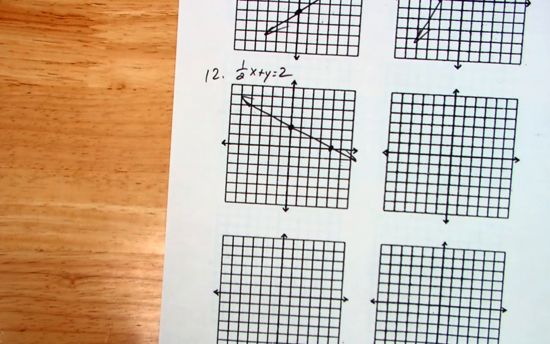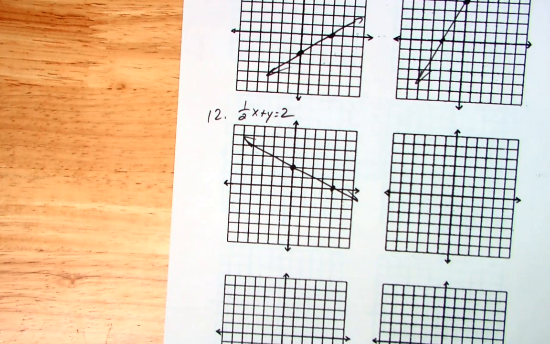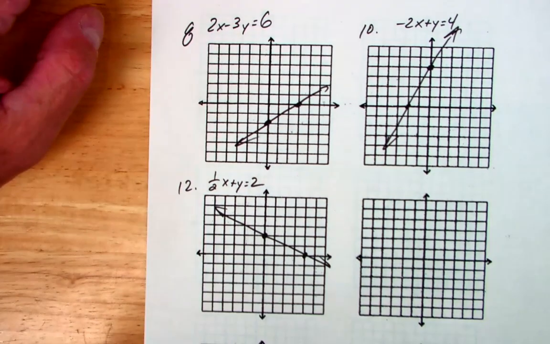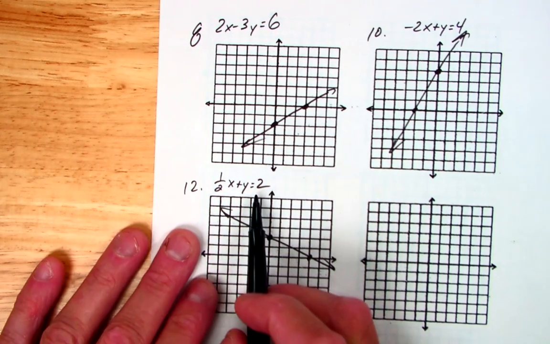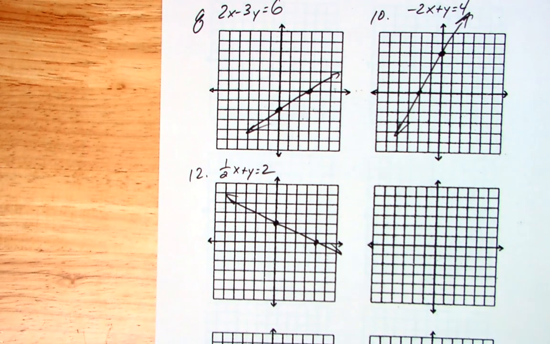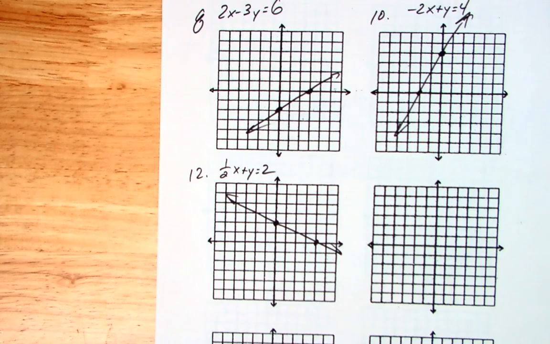One half x plus y equals 2. Okay? There's a couple different ways we could skin this cat. We could do x and y intercepts. Whenever it's equal, you're talking about this one right here, right? Okay. Whenever it is in this form, where it's something x plus something y equals 2, the fastest way to do it is always going to be to find your x and y intercepts.